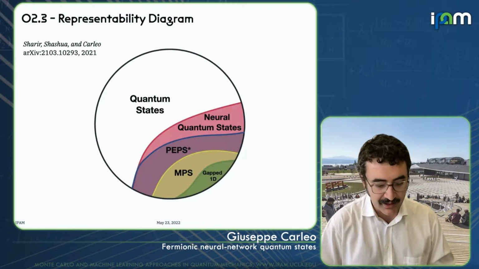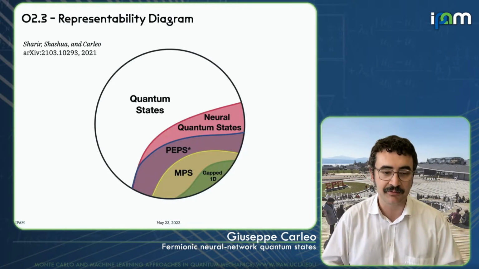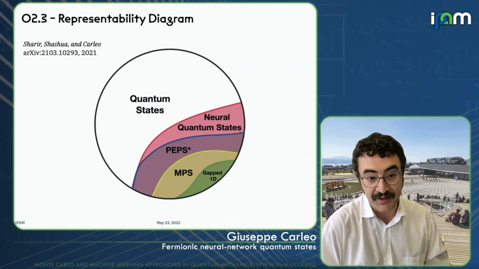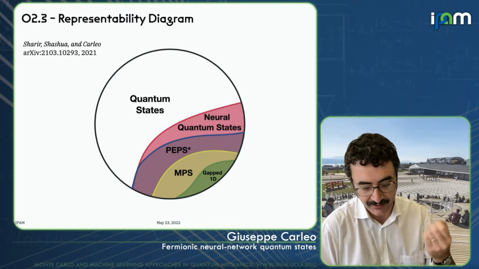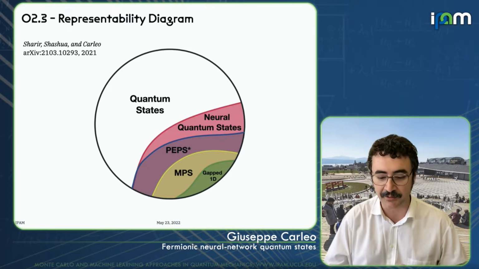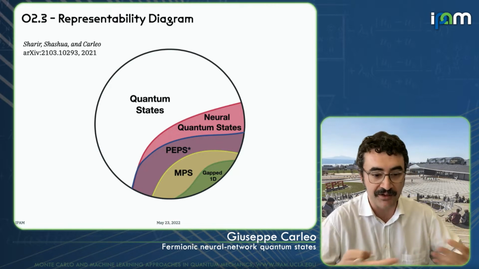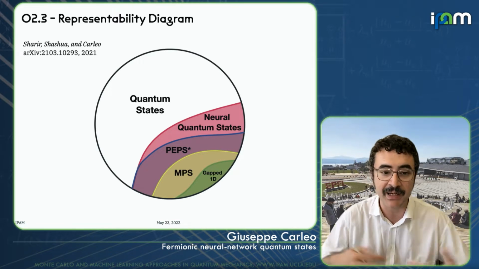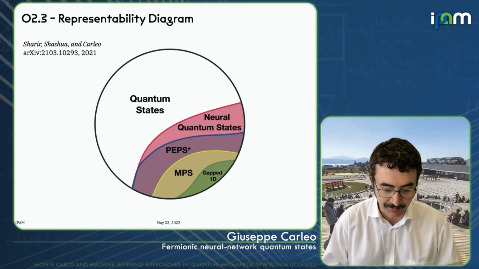And more recently, again trying to understand what kind of states we can represent efficiently, where efficient is really the key here, meaning using only a network that is polynomially sized in the number of degrees of freedom. So, for example, in the number of spins or in the number of electrons that you have in the problem.